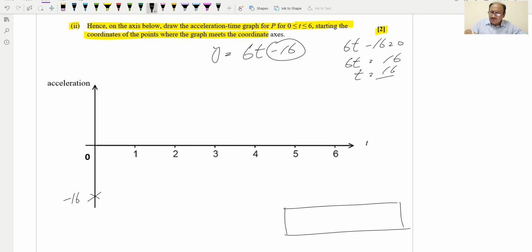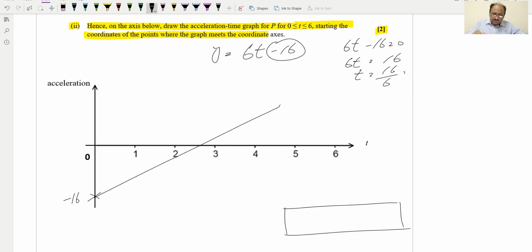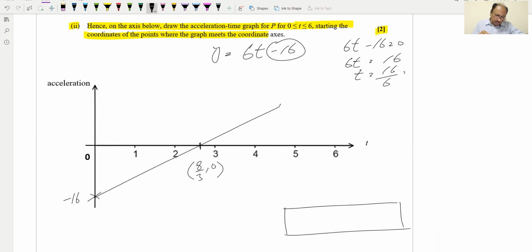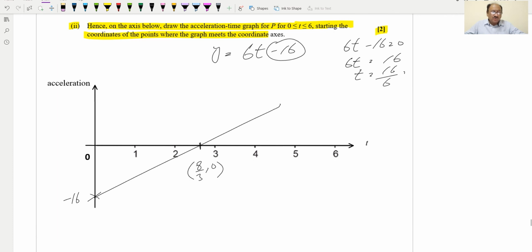So t is equal to 16 over 6. And 16 over 6 is what? 16 divided by 6 will be equal to 2.666. So we can write as 8 by 3. So 2.666, and this will be our equation. We can write this point as 8 by 3. So 8 by 3 and 0 will be the coordinates of this one, and this is how we can draw the acceleration graph without use of a table of values. You can use the table of values also and form this equation. That is also correct. So we are done with the paper.